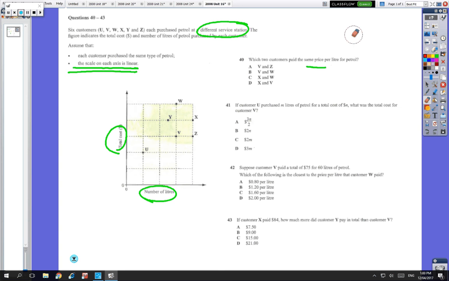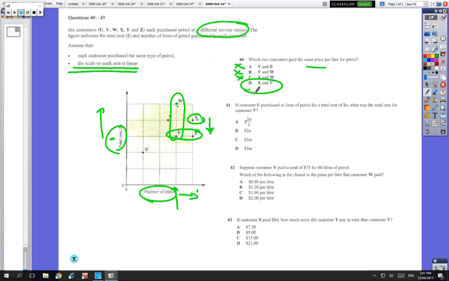So for instance, we'll just go through the distractors. V and Z. Okay, so V and Z, they've paid the same cost, and one guy's got a different amount of petrol, so they couldn't have paid the same price. V and W, they've got the same number of litres and a different cost, so it's not that one. X and W, X has got more petrol than W at less cost, so it's not that one, and so the answer is X and V.